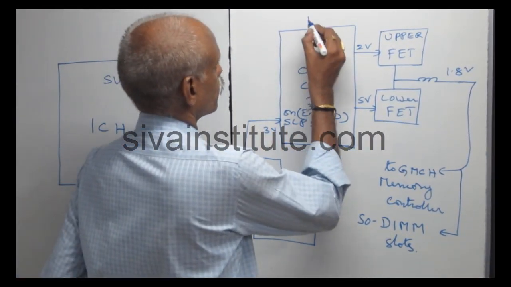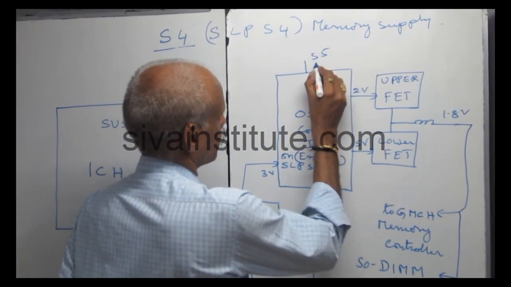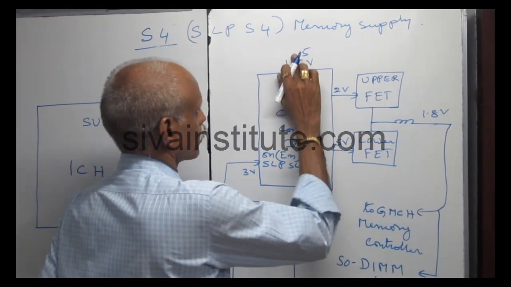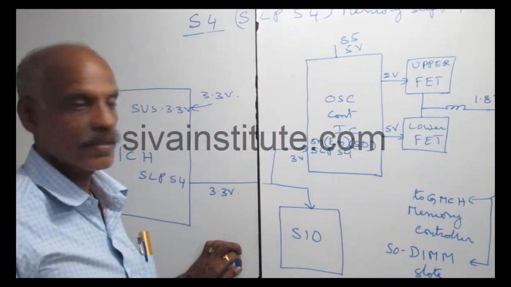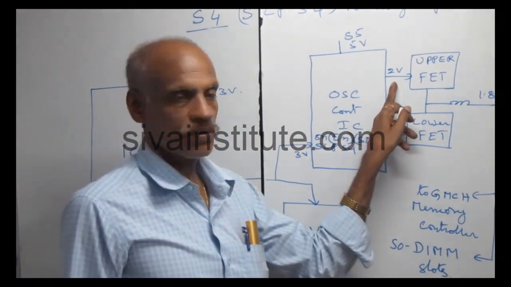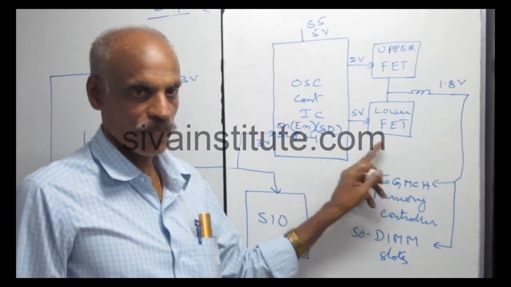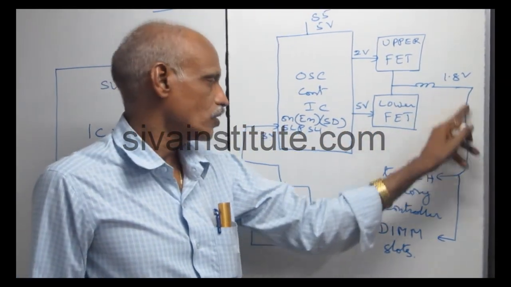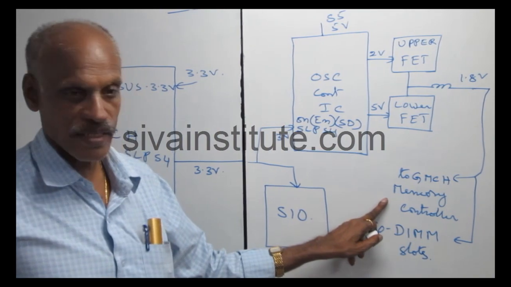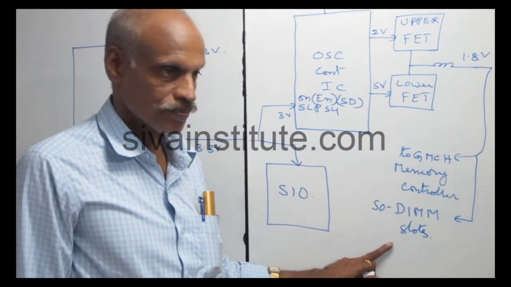This 5 volts, S5 volt, 5 volts comes to this IC. After this, the IC starts function. This voltage is released, 2 volts to the upper FET, 5 volts to the lower FET. When this voltage comes here, this voltage comes out from this coil, and goes to the GMCH memory controller and DIMM slot controller, DIMM slots.